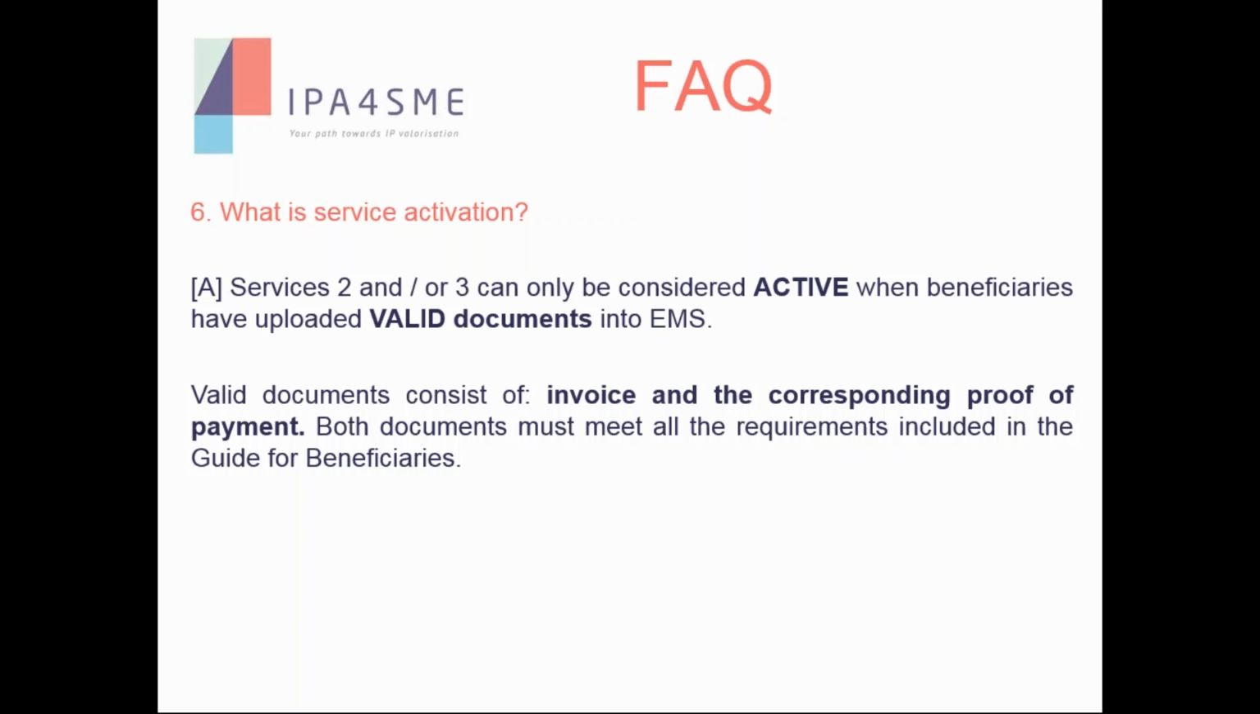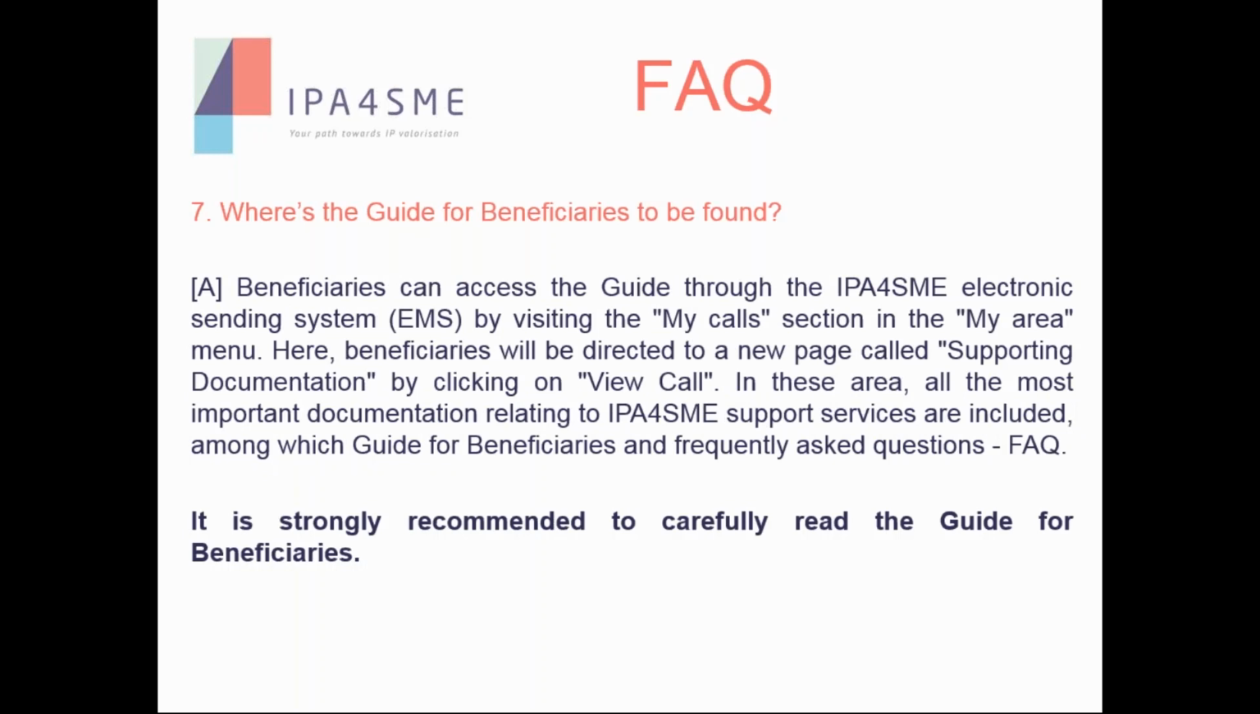The service is active only if the beneficiary is able to provide us valid documents within 4 months of the date of communication of the award. A valid document, as I said before, consists of an invoice and the corresponding proof of payment. Both documents must meet all the requirements included in the guide for beneficiaries.